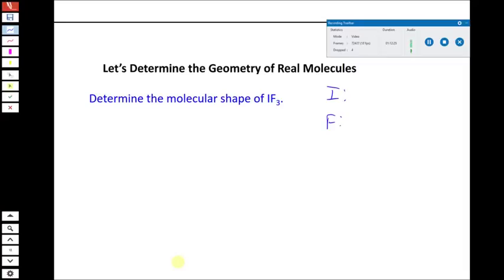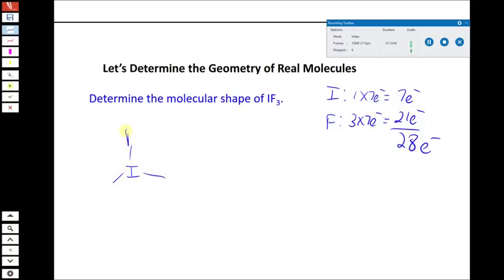So with IF3, we have 1 iodine that contributes 7. We have 3 fluorines that each contribute 7. And so we have a total of 28 electrons to arrange into this molecule. All right, so with IF3 then, we put the iodine at the center. We randomly arrange the fluorines for now. We don't know what shape they're going to be in at this point. So we start with single bonds to each of those. Fluorine should get a complete octet, so we add lone pairs to complete the octet of each fluorine.